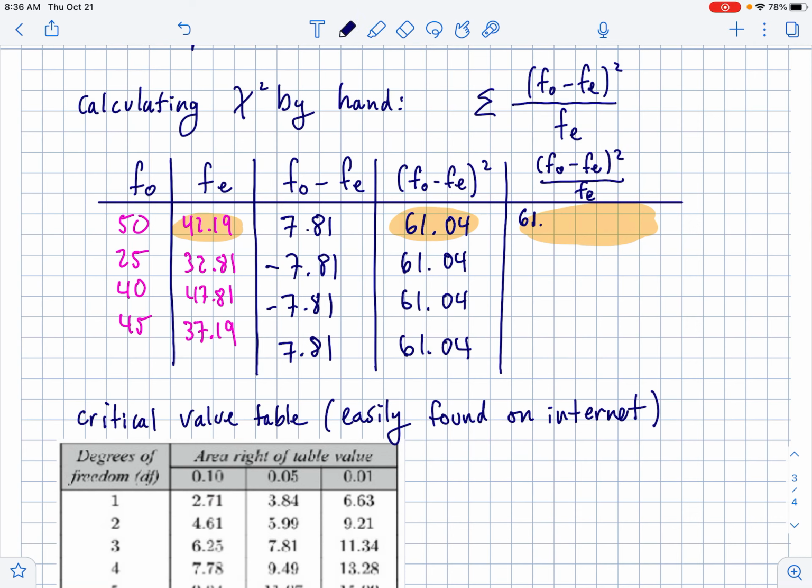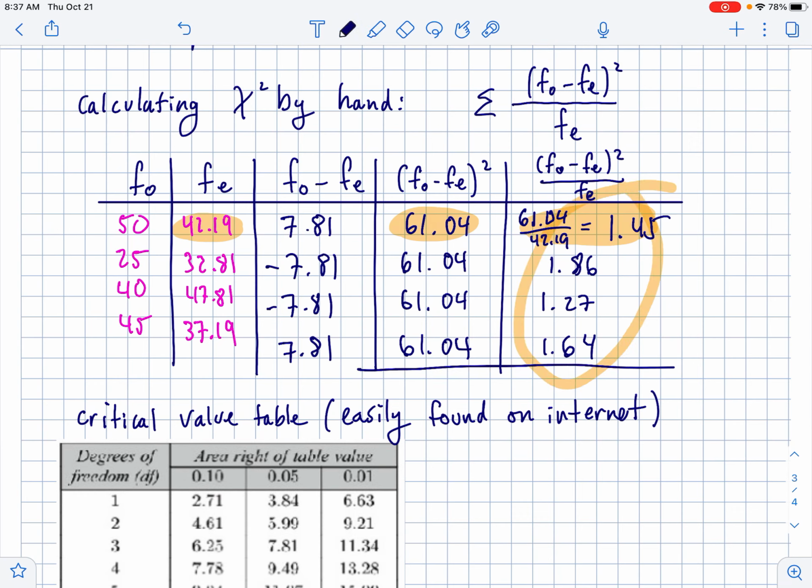Then you take each of those and divide them by their respective fe. So each of these numbers is going to get divided by this number to give you this one right here. I can write the first one out: 61.04 divided by 42.19, which is 1.45. If you do that same process, taking every fo minus fe squared and dividing by fe, on the next one you should get 1.86, and then 1.27, then 1.64.